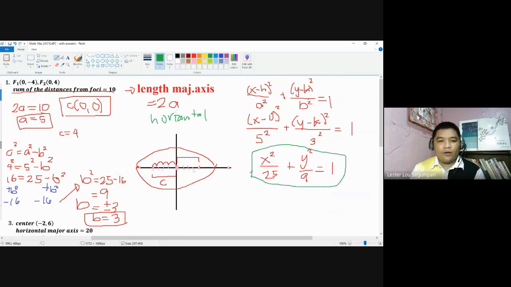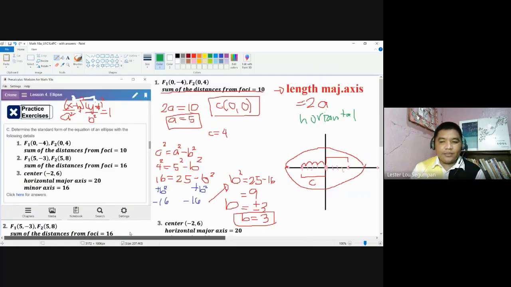Again, the process involved looking for a, the center, and b. Even if one of them is not given, analyze thoroughly and then apply the correct formula. Because if I'm going to interchange 25 and 9, it will not look like horizontal stretching. It will become a vertical stretching.